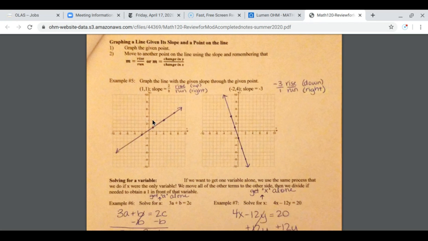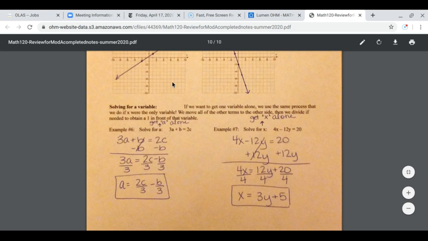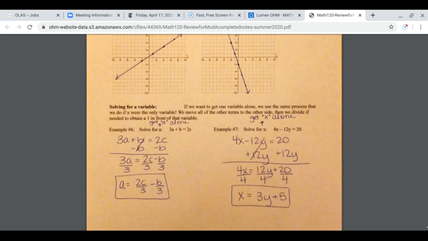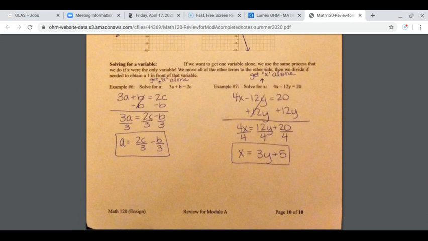need to go up 2 because rise and it's positive. Right 3 because it's positive. There's another point. And then I can do it again, up 2, right 3. I can also reverse both and go down 2, left 3, and you see that's on the same line. And we'll use this when we get into, in Module A, when you're doing the graphing based on the slope-intercept form, we'll use that. And then finally here, solving for a variable.